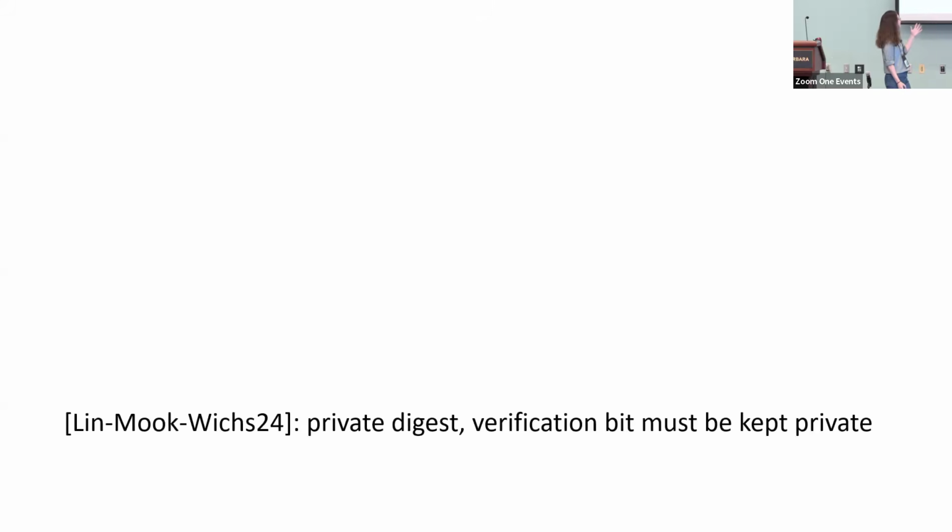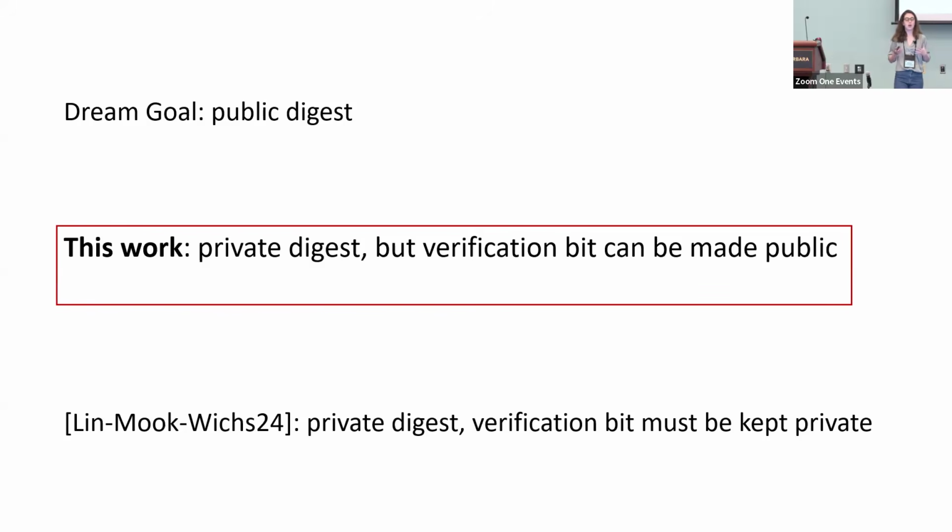So as I said, there is the construction of Mook et al., where they need a private digest, and also the verification bit must be private. Otherwise, there is a selective rejection attack. And our dream goal is to construct an online efficient commitment with a public digest. Now, in this work, we make a step towards this dream goal. We construct an online efficient commitment with a private digest, but the verification bit can be public. Okay, so our construction is resilient to selective rejection attacks. And we construct it assuming ring LWE, which is the same assumption that was used in this construction. Okay, so this is our result.